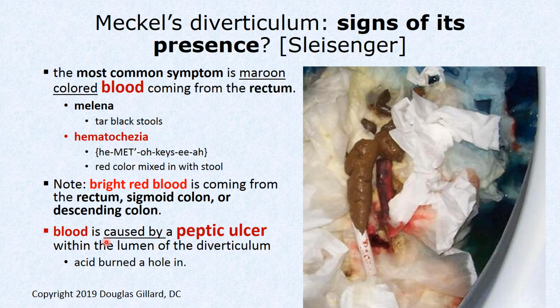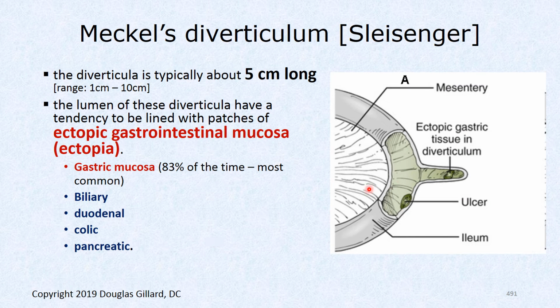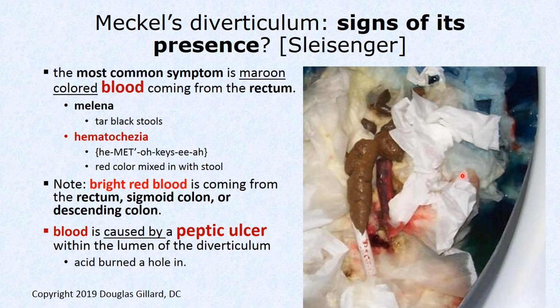We already said you get a peptic ulcer. Now you only see those in the stomach and duodenum. How in the world can you get a peptic ulcer in the Meckel's diverticulum? Well, I just told you that the parietal glands that make acid and pepsin are actually here, and there's nowhere for it to go, so the acid piles up and burns a hole, and that's an ulcer. So you get a peptic ulcer from that.